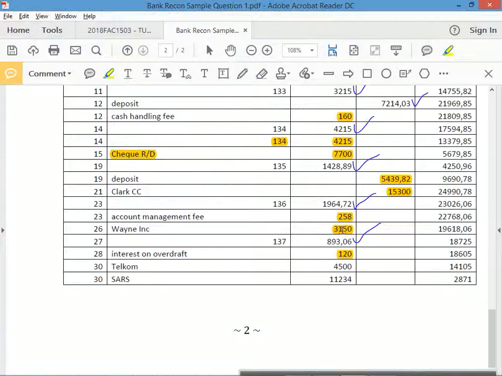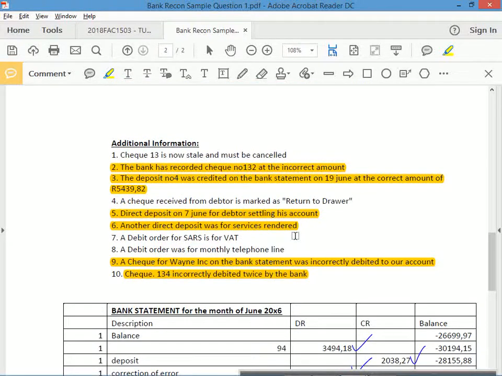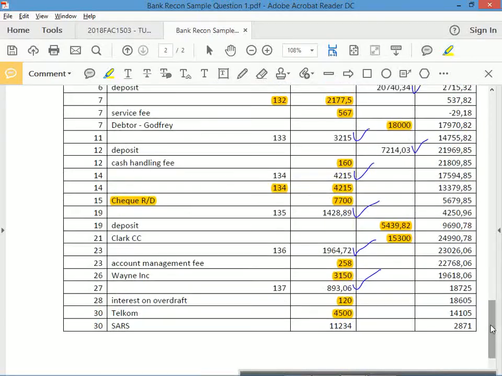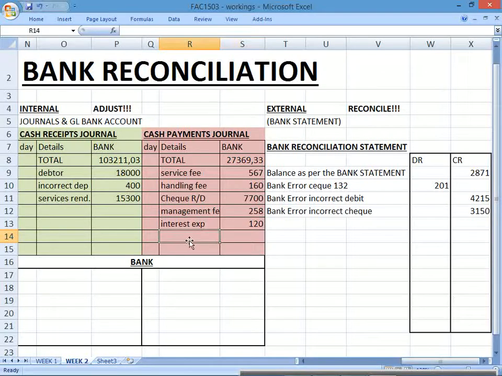Right, do you guys want me to tick Telcom? No, highlight Telcom. 4,500, we need to look for more information. This was for the telephone line. Point number 8 relates to that. And then we need to record. Okay, so Telcom or telephone. I'm going to write telephone. Yes, you're adjusting.